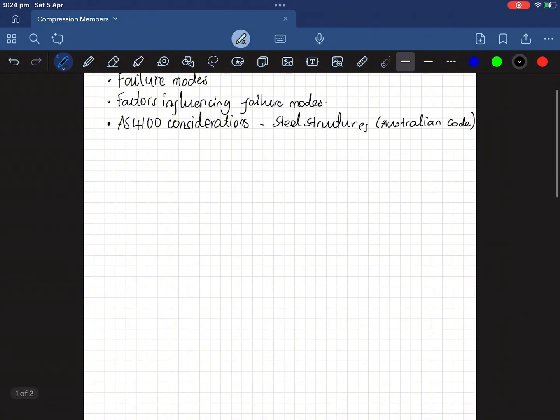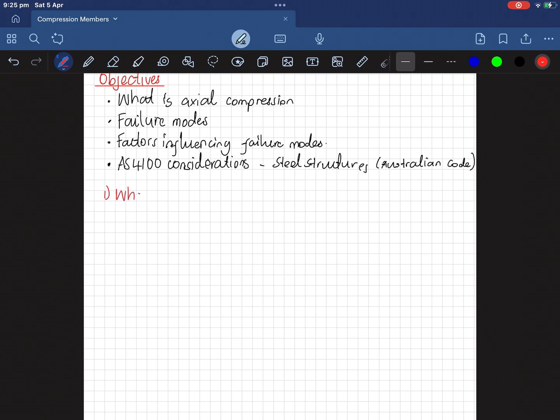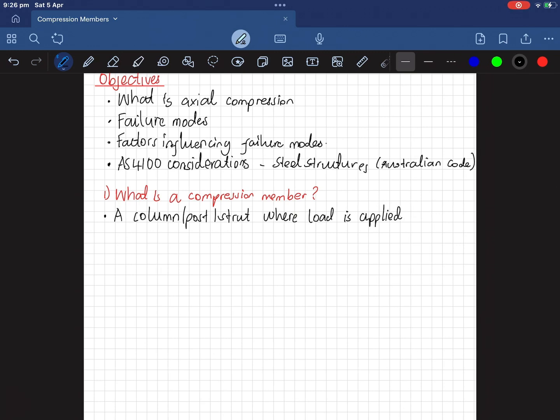Okay, so let's start right at the beginning. What exactly is a steel compression member that's axially loaded? Basically, it's any structural member, like a column, a post, or a strut, where the load being applied is straight along its central axis. So what are these failure modes?